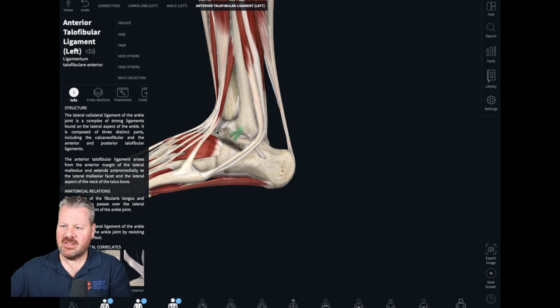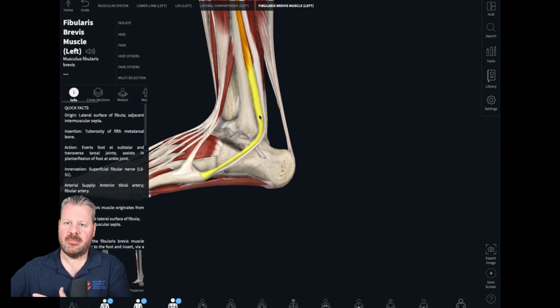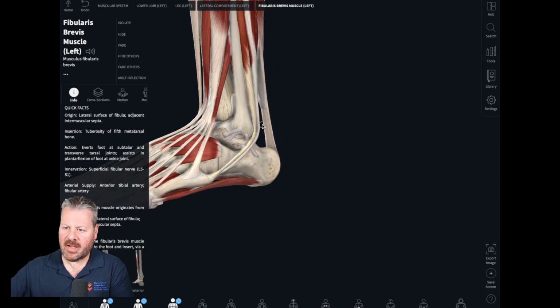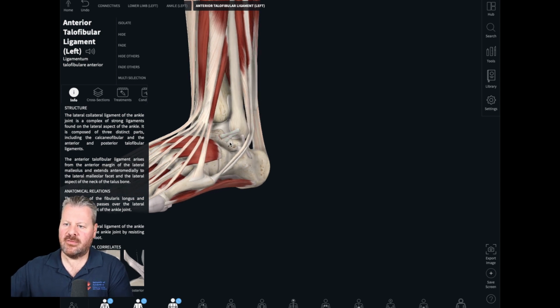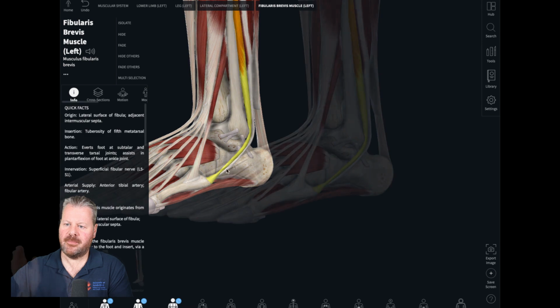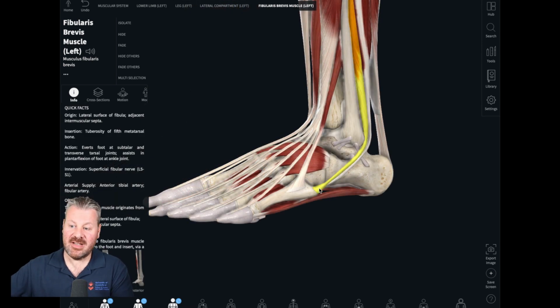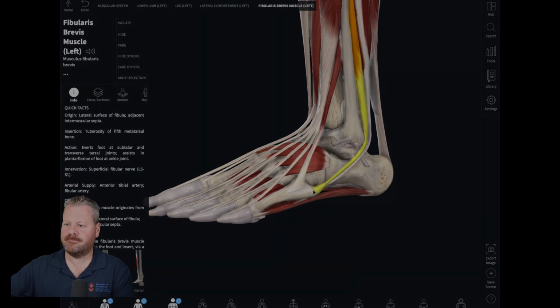So it's supported dynamically by peroneus or fibularis brevis. So in a very bad ankle sprain, if this is completely torn in a grade 3 injury, then a lot of force is transferred to peroneus brevis. And quite often the attachment to the distal end will avulse and pull away.